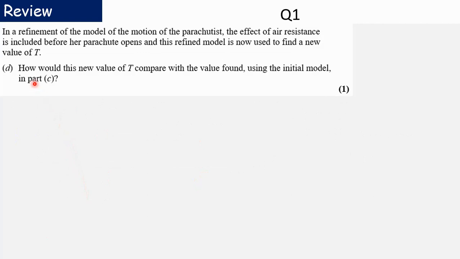In part D, we've been told, in a refinement of the model of the motion of the parachutist, the effect of air resistance is included before her parachute opens. And this refined model is now used to find a new value of T. How would this new value of T compare with the value found using the initial model in part C? Well, if we've added air resistance into it, we'd expect it to slow things down, so the value of T should increase. And that's all we're looking for in this bit. We don't need to give any reasons why, because they've not asked for that, so that's good enough.